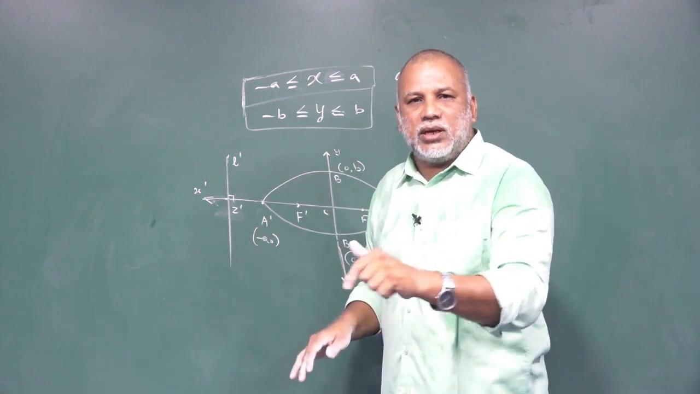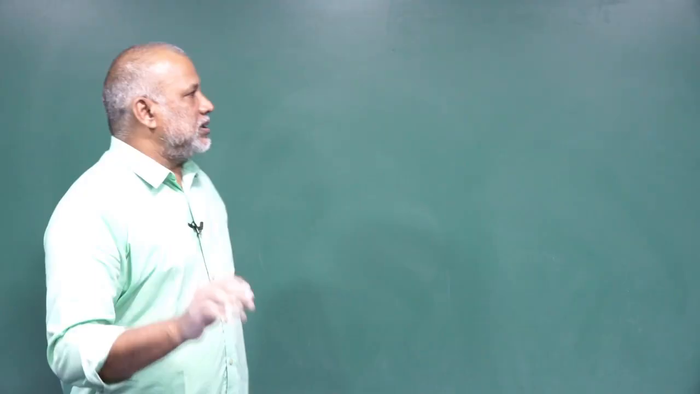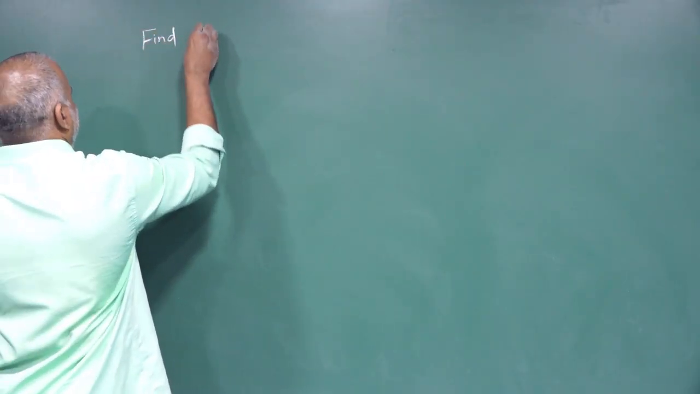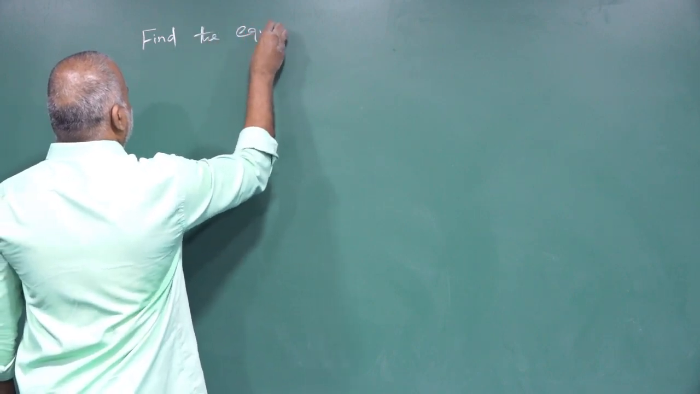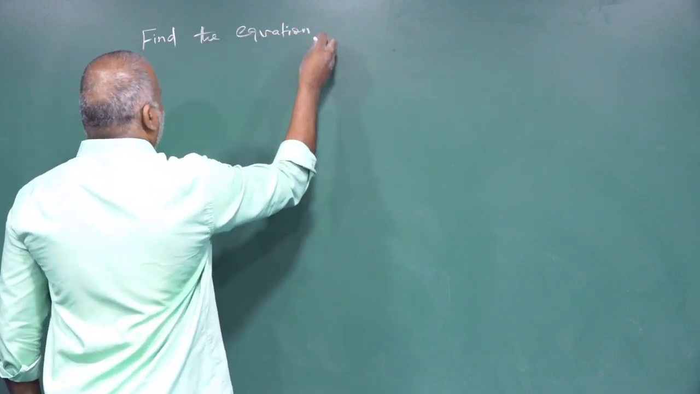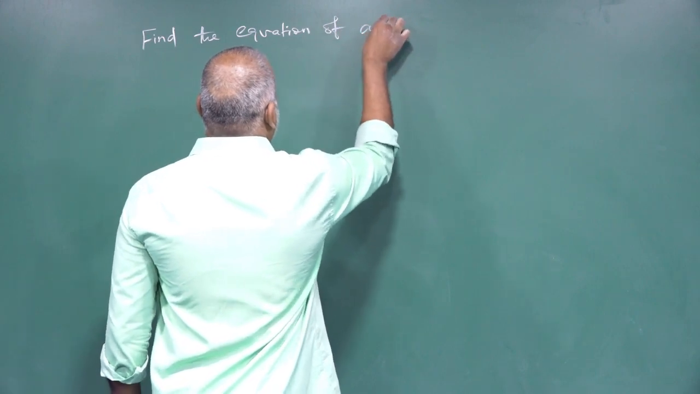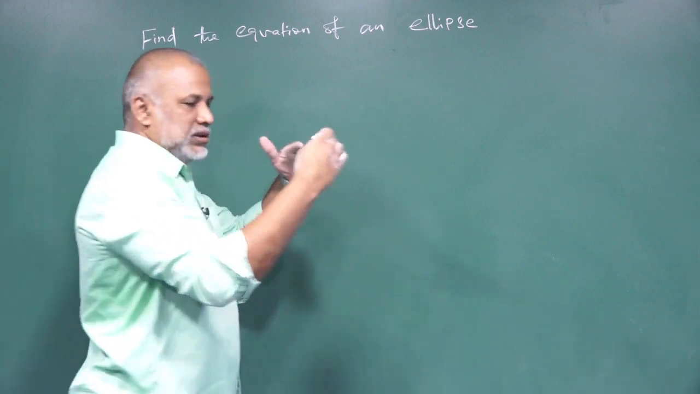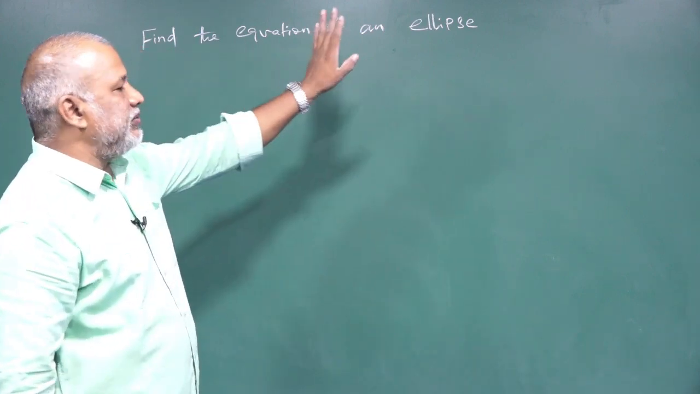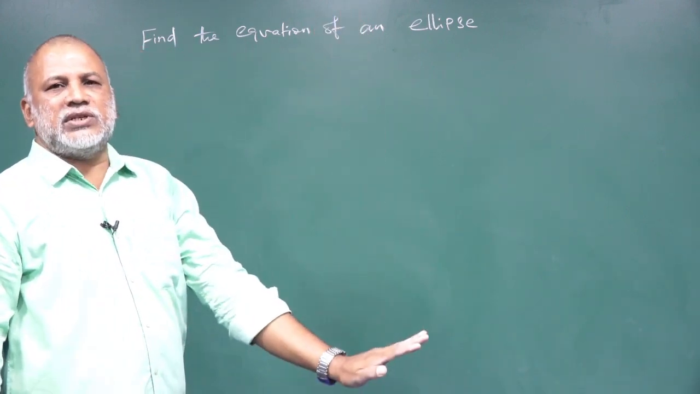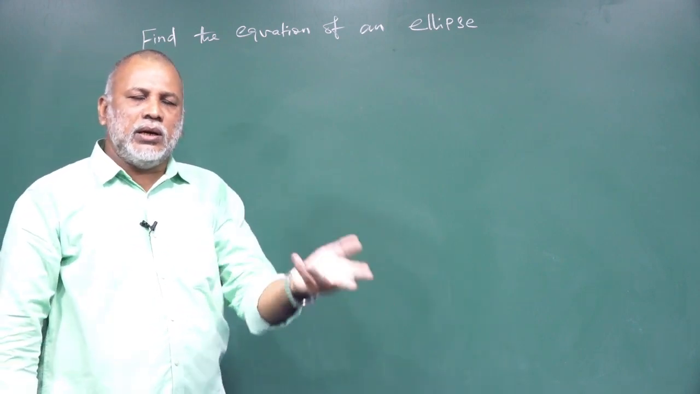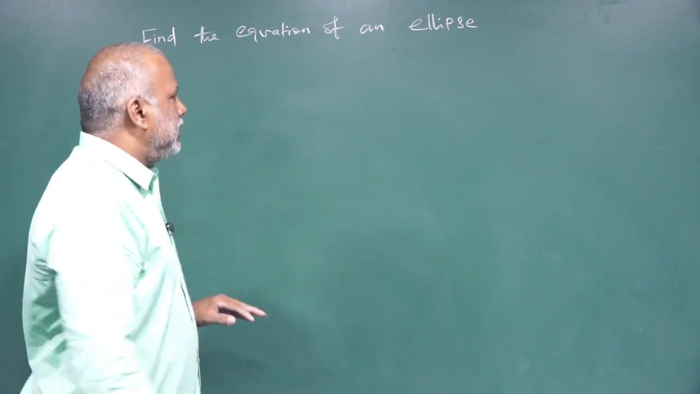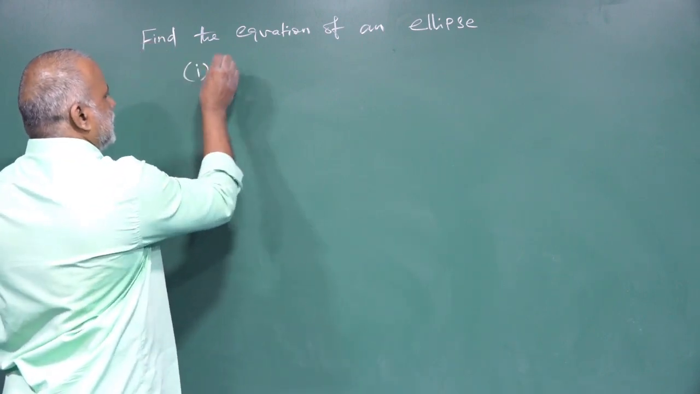Based on this, now we are going to work out some problems. Find the equation of an ellipse. It is the common topic. We are going to work out the equation of an ellipse, whether it may be type number 1 or type number 2. From the given information we have to analyze. Question number 1 from this.